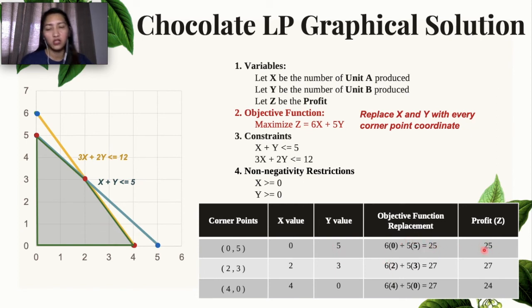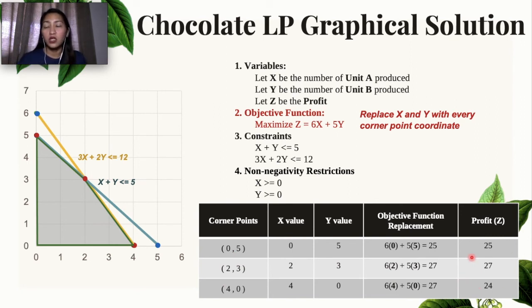So you just have to replace x and y to our objective function, and then you will get our particular profit for that combination. So kapag 0 daw na A at 5 B, ang ating profit ay 25. Kapag 2 A at 3 B, ang ating profit ay 27. Kapag 4 na A at 0 na B, ang ating profit is 24. So since maximize Z yung hinahanap natin, kukunin mo yung pinakang mataas. So in this case, it's 27. So this is our optimal value, 2 and 3, for the profit of 27 pesos.